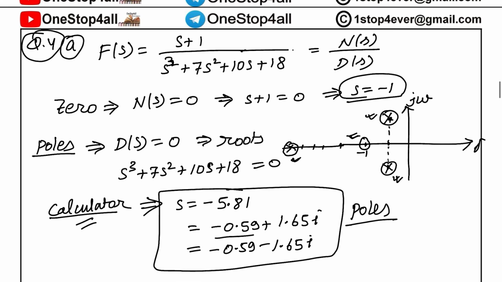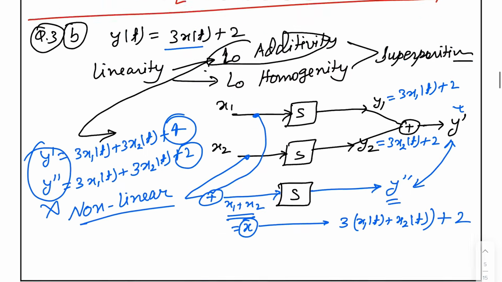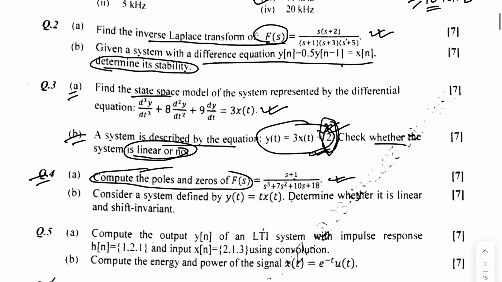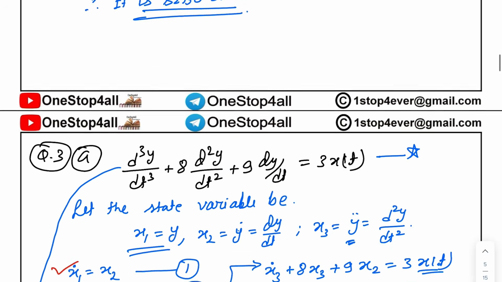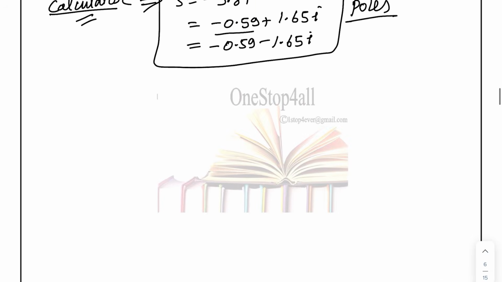Now, next question number 4B. Consider the system defined by t into x of t. Determine whether it is linear and time shift invariant. Shift invariance means time shifting, that is, time variant or time invariant. This question is already solved. This type of question is already solved in the previous lectures of the signals and systems playlist. You can refer there.